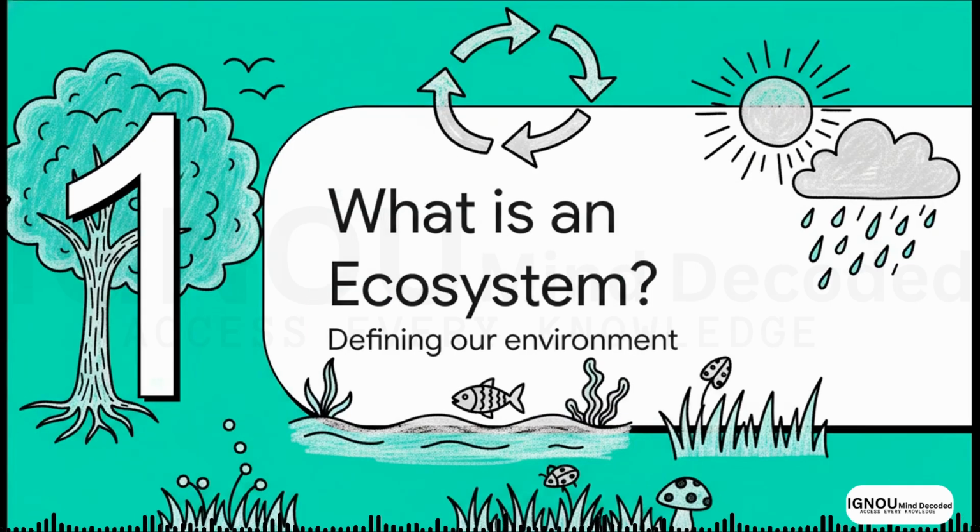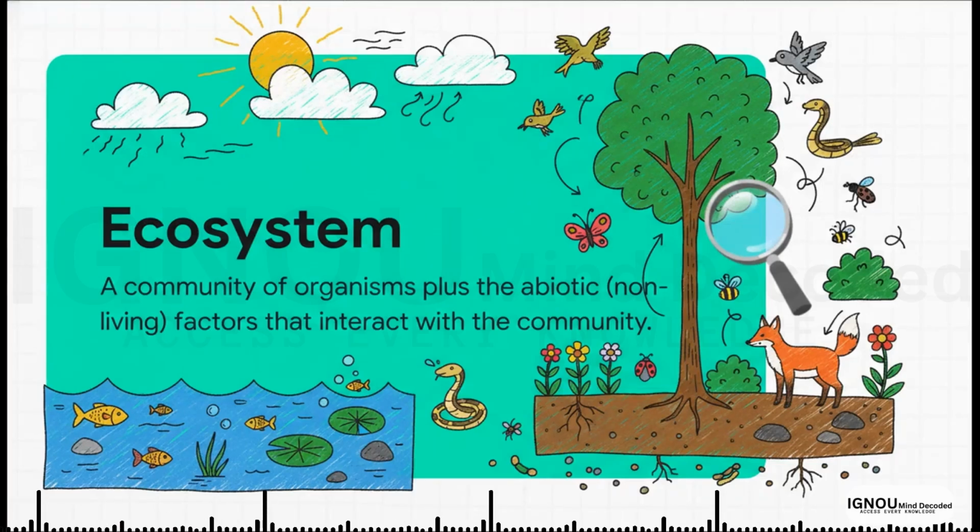Okay, first things first, let's get a really solid definition down. What exactly is an ecosystem? So at its heart, an ecosystem is just a community of living things, we call those biotic, interacting with all the non-living stuff around them. That's the abiotic environment. Think about it. The biotic parts are the plants, animals, bacteria, everything that's alive. The abiotic parts, that's the sunlight, the water, the soil, the air.